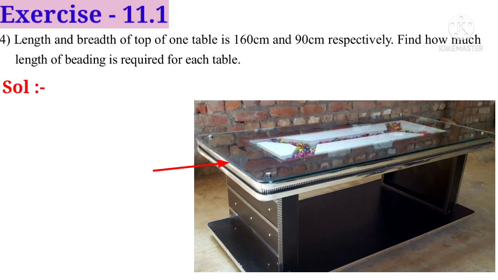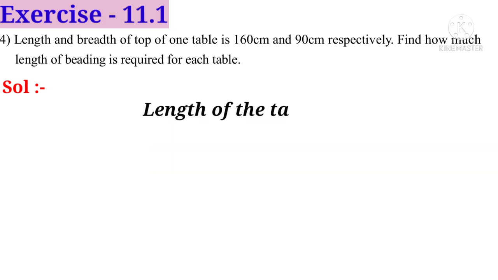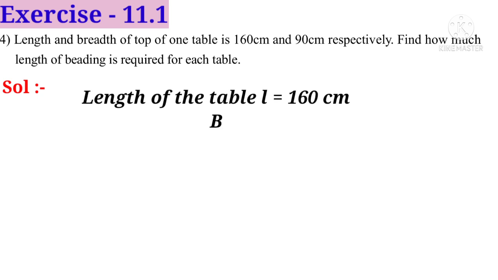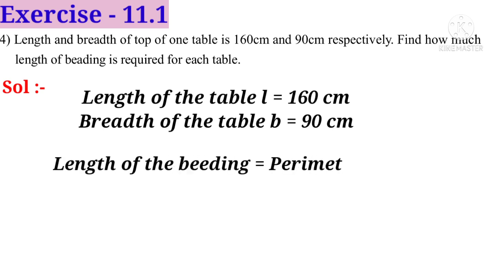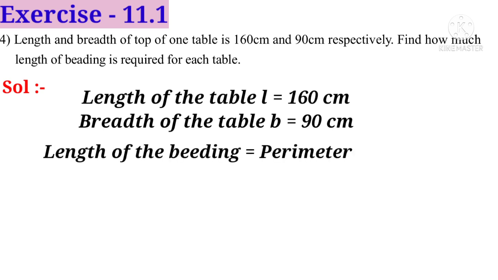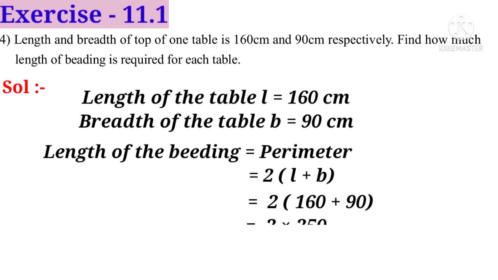So length of the table is L is equal to 160 centimeters. Breadth of the table is B is equal to 90 centimeters. Now length of the beading is nothing but perimeter of the table, which is in the shape of a rectangle. So P is equal to 2 into (L plus B), that is 2 into (160 plus 90). So 2 into 250, that is 500 centimeters.